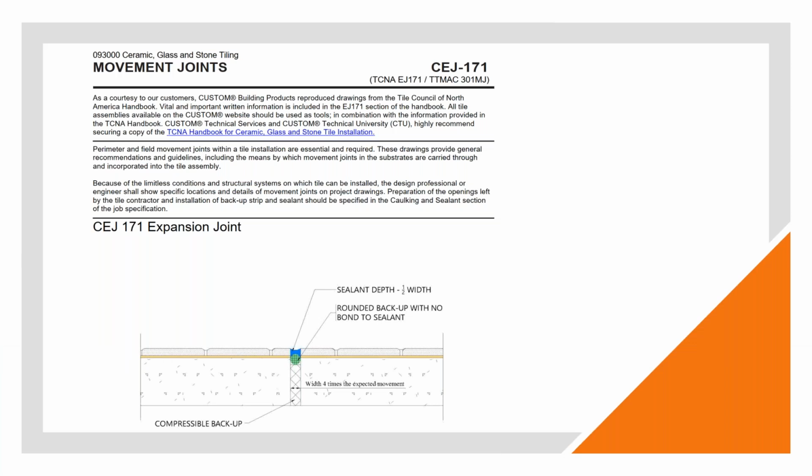So movement joints, here's an example of an EJ171 expansion joint, which is typical. This one's on a horizontal surface, and as you can see, it's got a compressible backup material. It's got the backer rod, and then it's got the sealant. And all of the requirements for EJ171 are there, including the types of materials that can be used for the sealant, as well as their performance characteristics. So following EJ171 will keep you out of trouble when it comes to movement joints.